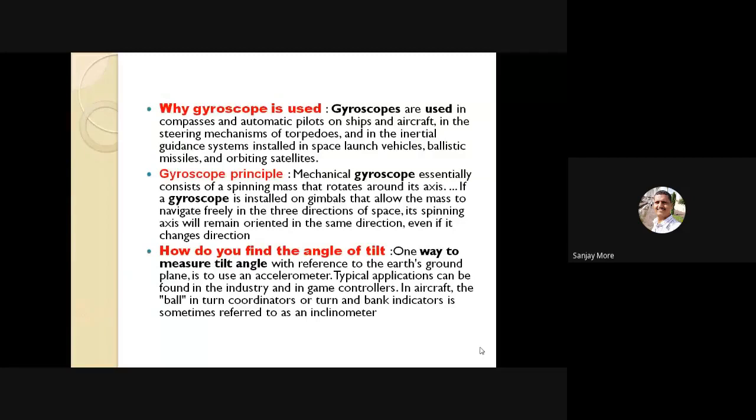Then how to find out the tilting angle? With reference to the earth ground plane, an accelerometer is used. Typical applications can be found in industry and in game controllers. Also in aircraft, the ball in turn coordinators or turn and bank indicators is sometimes referred to as an inclinometer. So these points are related to the gyroscope.